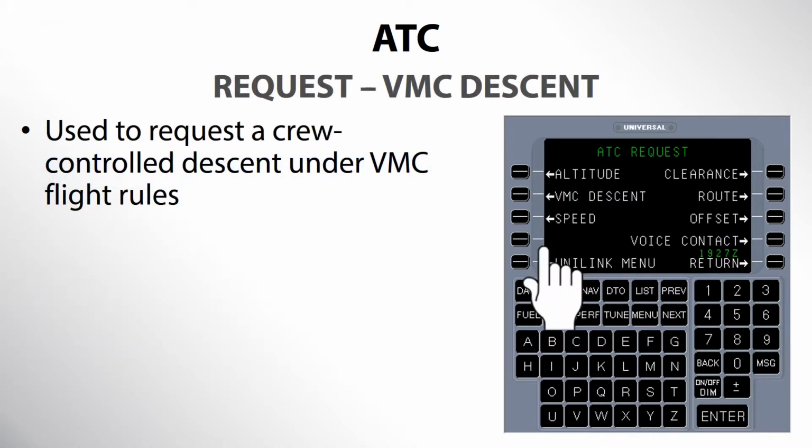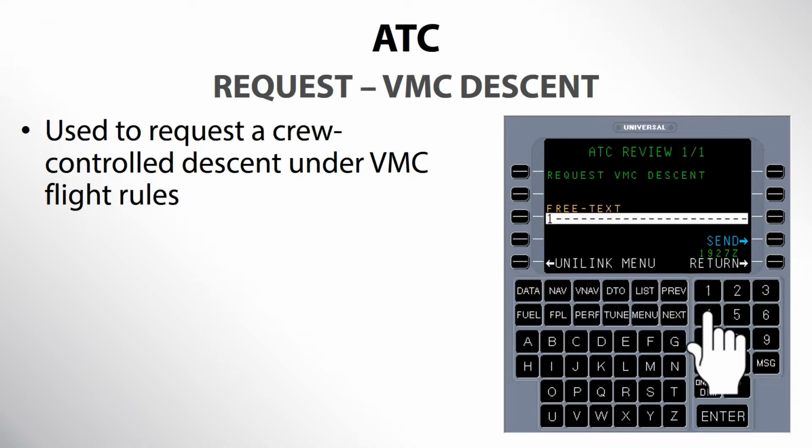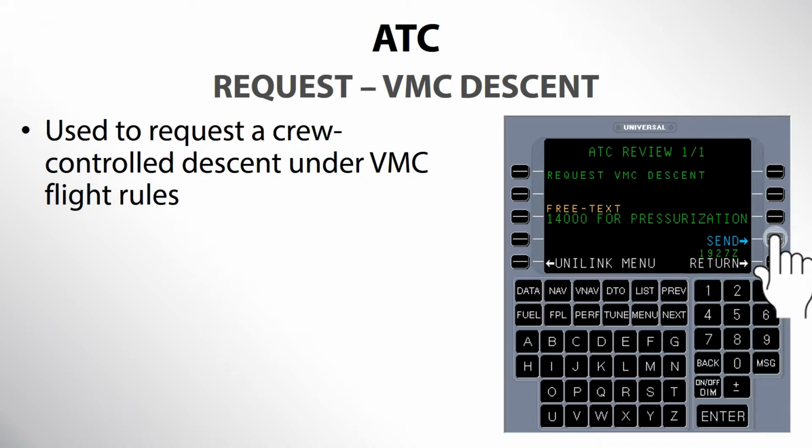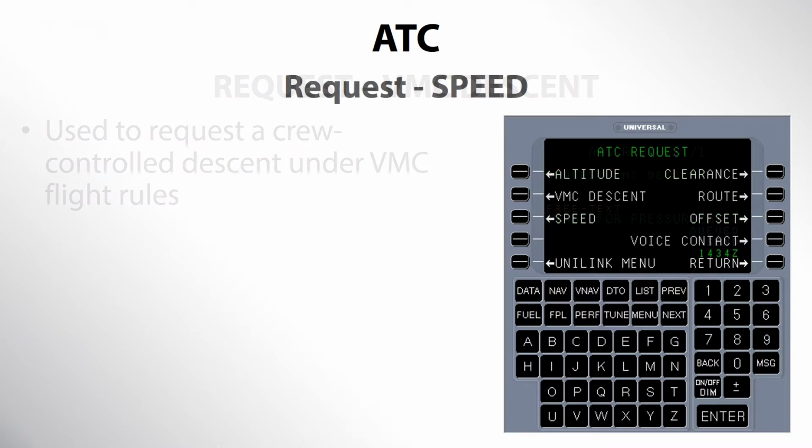The Request VMC Descent page is used to request a crew-controlled descent under VMC flight rules. To make a VMC request, press VMC Descent, and the ATC Review page will display. Press Free Text and enter text as needed regarding the descent request. Press Send to place the message in queue for transmission.